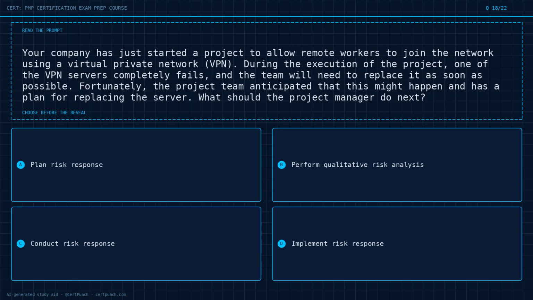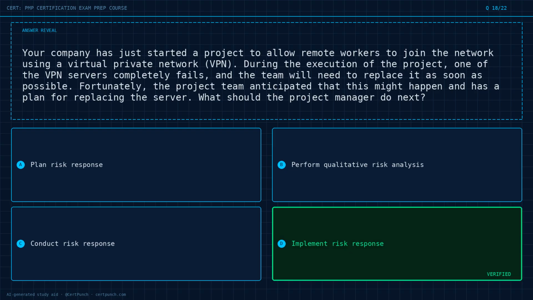Question 18 of 22. Your company has just started a project to allow remote workers to join the network using a virtual private network, VPN. During the execution of the project, one of the VPN servers completely fails, and the team will need to replace it as soon as possible. Fortunately, the project team anticipated that this might happen and has a plan for replacing the server. What should the project manager do next? Option A, plan risk response. Option B, perform qualitative risk analysis. Option C, conduct risk response. Option D, implement risk response. Lock in your pick before the reveal. Trust the read.